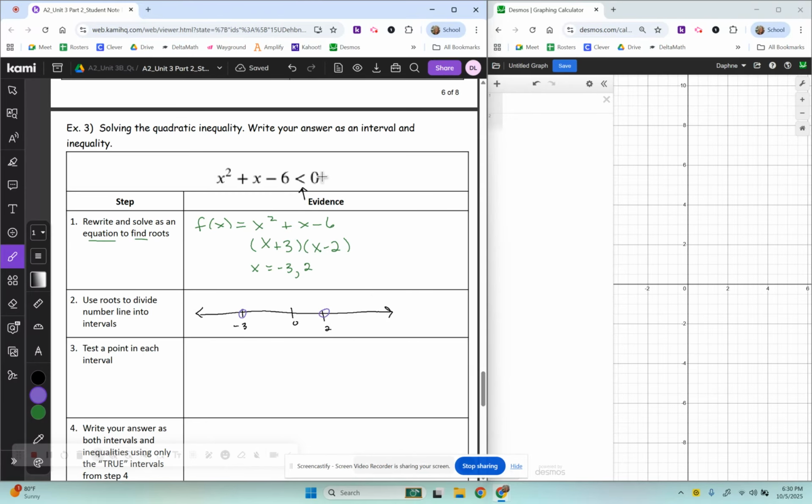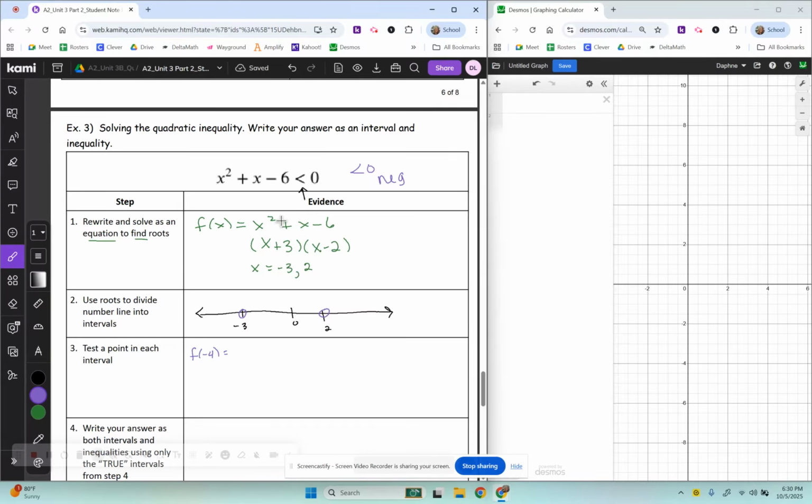So remember, the whole point is to find where it's less than 0. And less than 0 is the same as a negative. Okay, so we're looking for these values that are going to be negative. So to test a point, okay, so -3, I have to be to the left of that. So we're going to test -4.